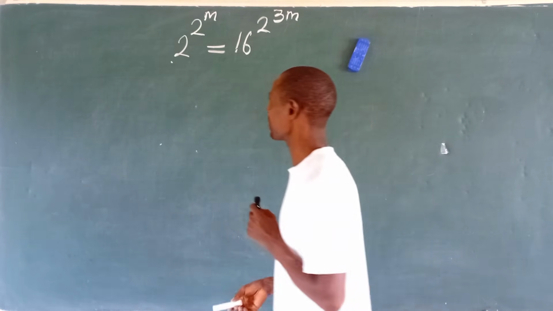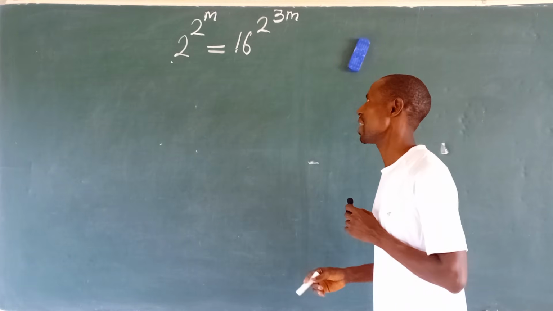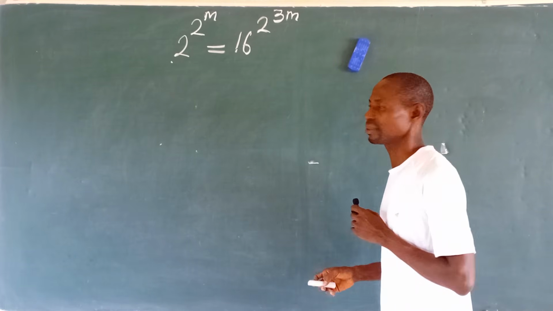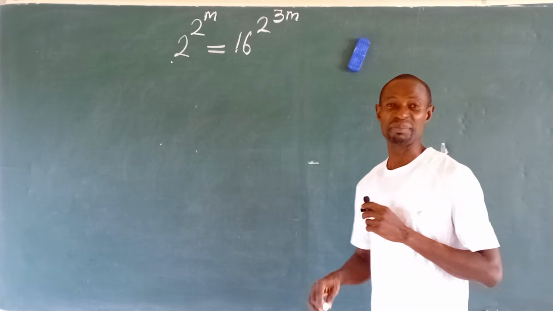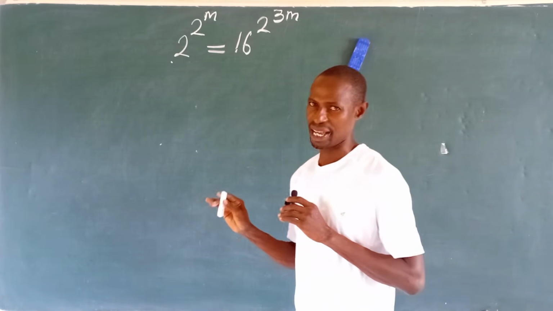We have this challenge before us here: 2 to the power of 2, further raised to the power of m, equals 16 to the power of 2, further raised to the power of 3m. This is one of the simplest exponential equations you can ever think of.